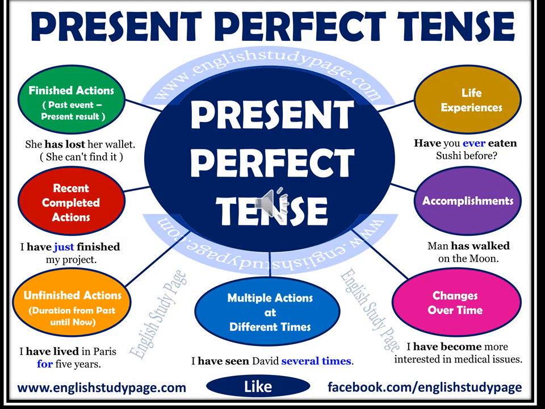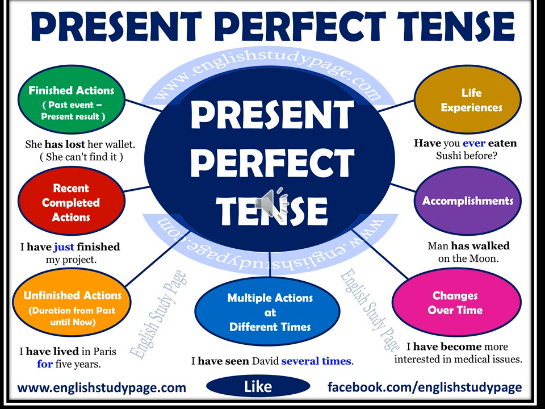Present perfect tense is used to indicate finished actions, means the actions which are complete. For example, she has lost her wallet. This tense is also used to express recently completed actions, means the actions which have got complete just now. For example, I have just finished my project.